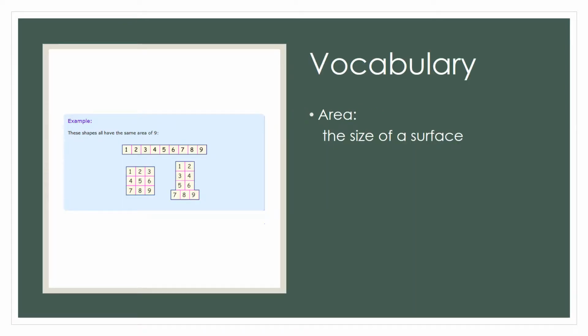So our vocabulary, we have area. Area is the size of the surface. So all of these have the same area. They all have 9 squares, so they all have the same area. No matter how you put these together, they have the same area because they all have 9 squares.